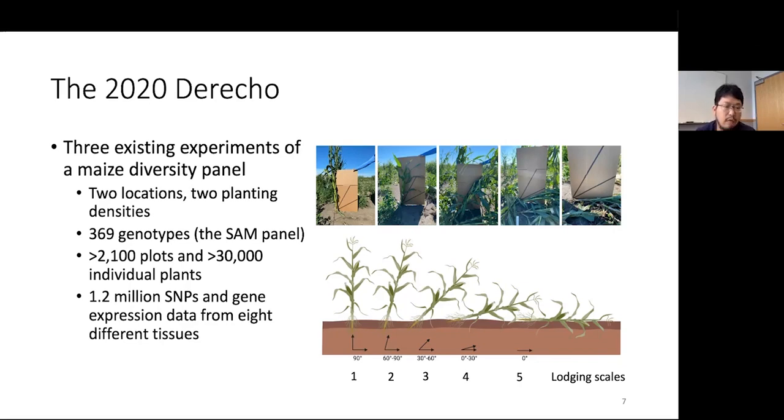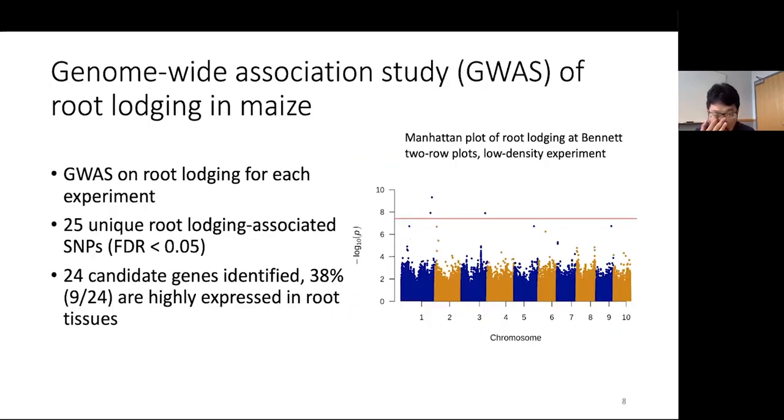And for this panel, we have over 1.2 million SNP markers, and also gene expression data from 8 tissues. So we can do a genome-wide association study to dissect the genetic architecture of root lodging. With this panel, we did GWAS on root lodging for each experiment we scored separately. In total, we were able to identify 25 unique root lodging associated SNPs using a false discovery rate cutoff of less than 0.05.